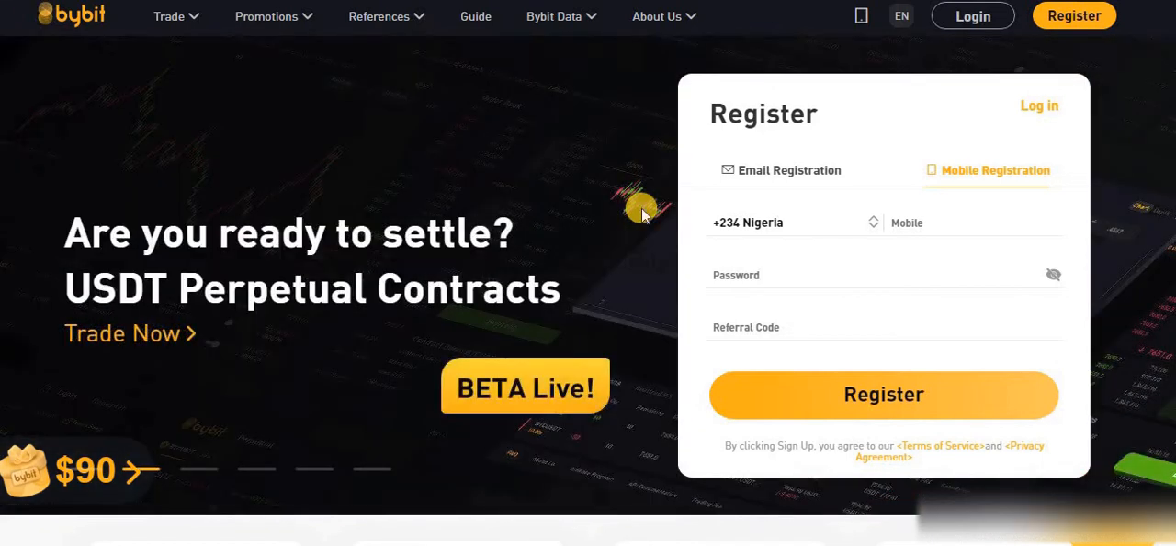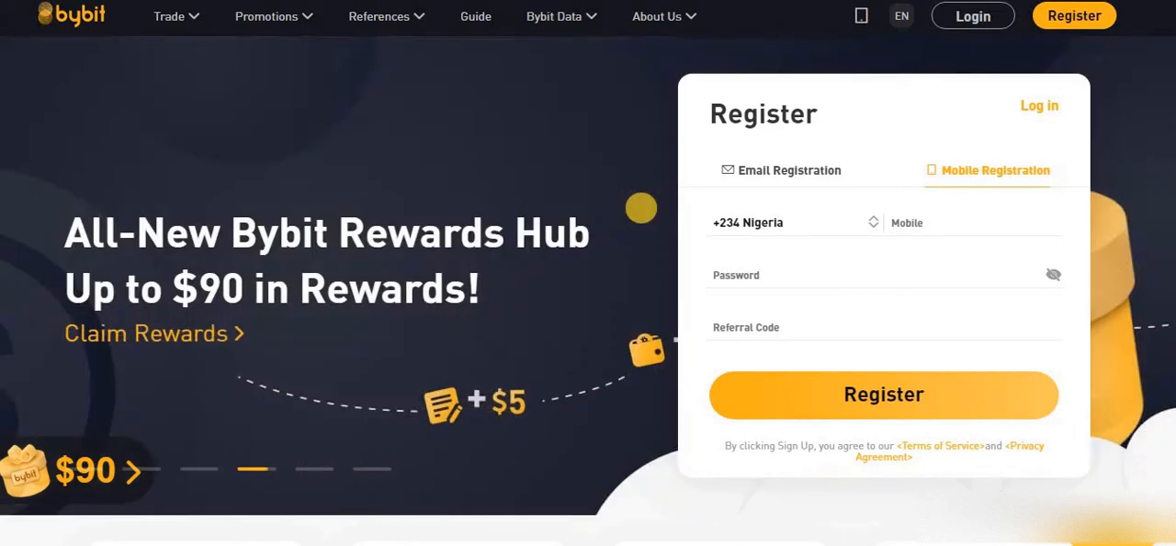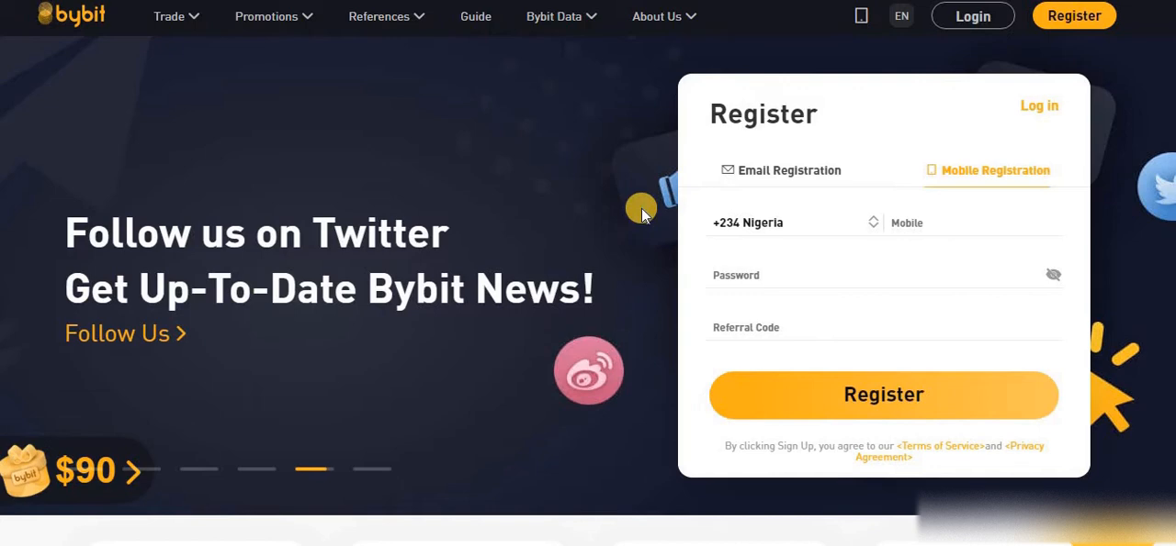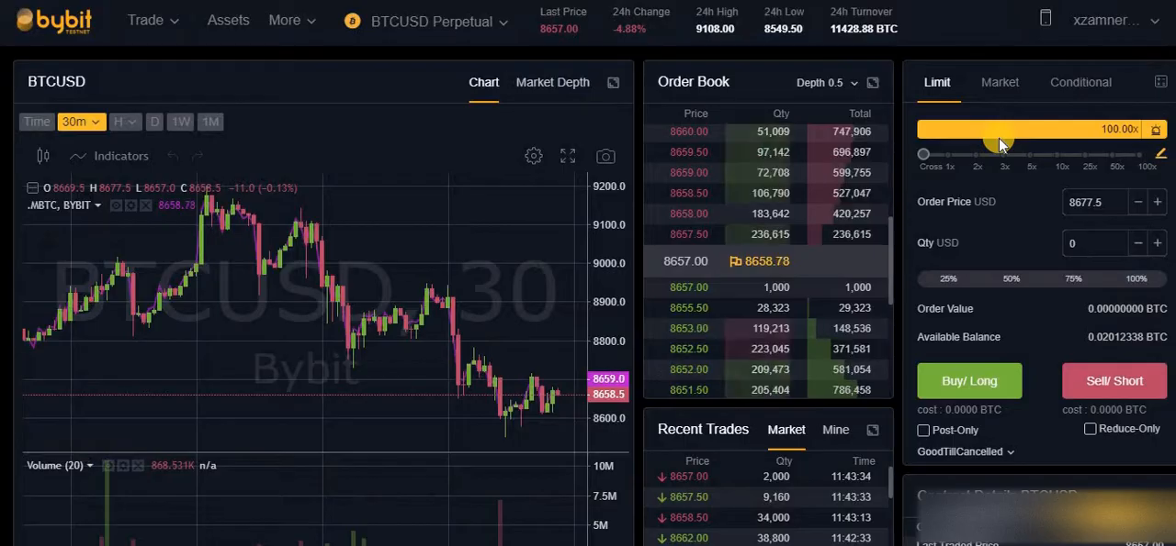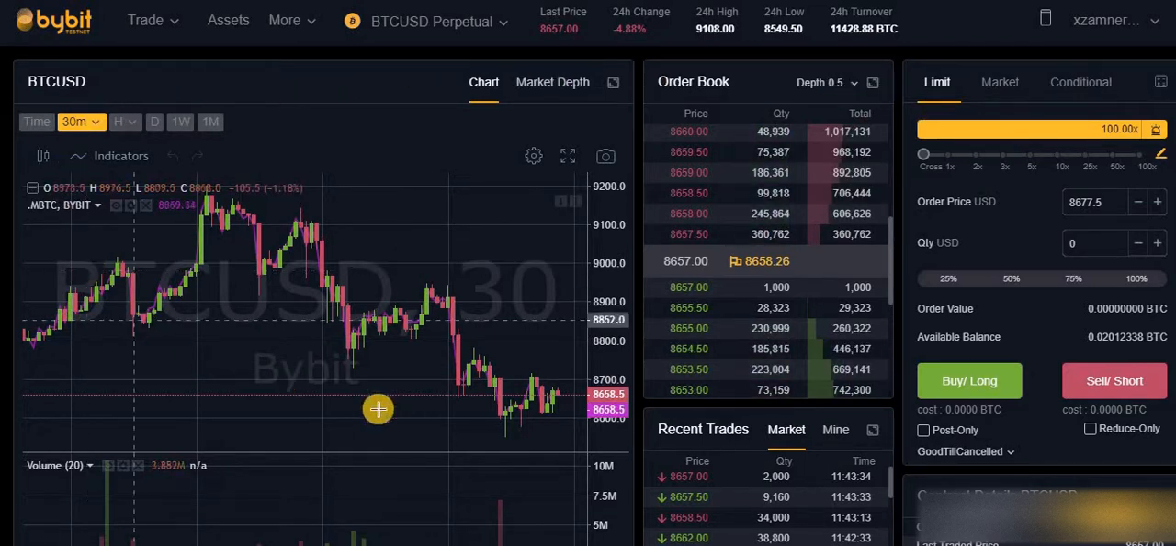In this video, I am going to be using Bybit, one of the best leverage trading exchanges out there, and today I'm going to walk you through how to use it. First of all, you would have to register. When you've registered, this is how your dashboard is going to look, and you can see so many options here, but don't be alarmed. I'm going to walk you through.